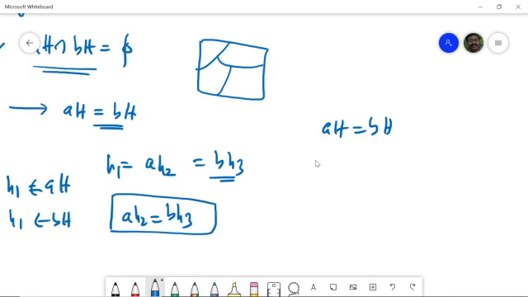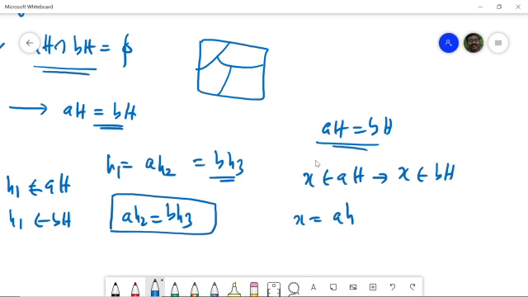How will you show that? These are basically sets, so first I'll show that one is a subset of the other, and then the other is a subset of this one. First I take x an element of aH. I'll show that this x is also an element of bH. We'll prove that now. Since x is an element of aH, I can write x as some a h.